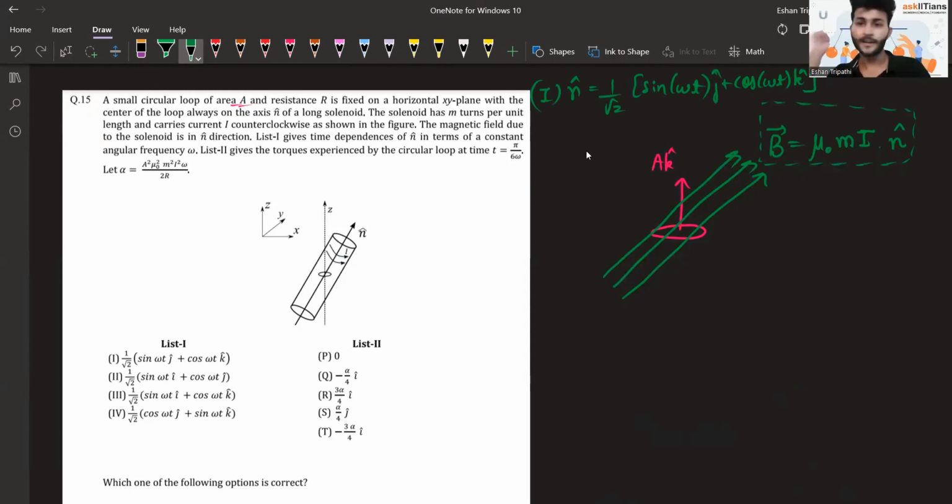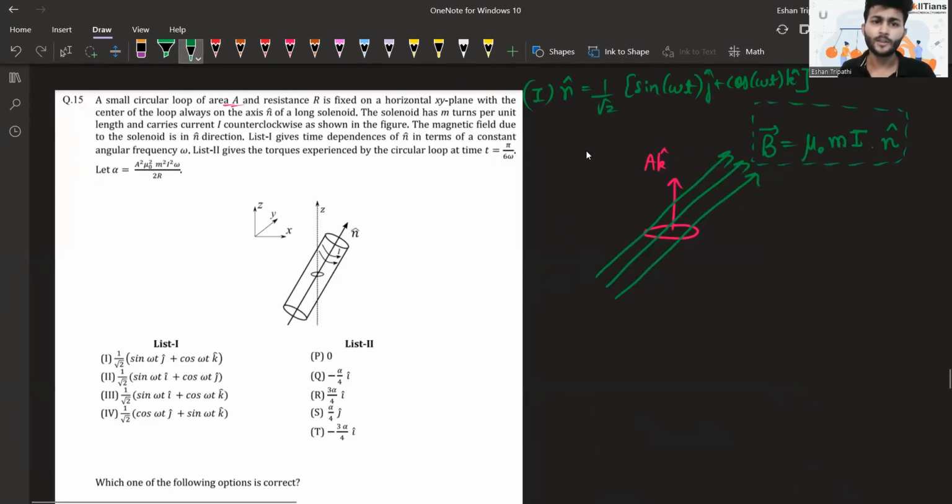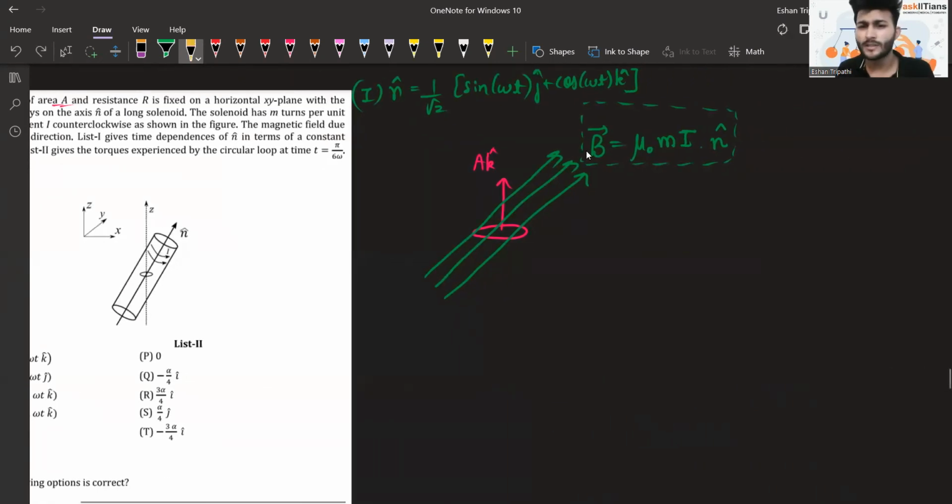Now what are we supposed to find? We are supposed to find the torque acting on this circular loop. Now, why would torque be acting on this circular loop? When does torque act on a circular loop? Whenever it's placed in a magnetic field and it has a magnetic moment. If this coil has a magnetic moment and is placed in an external magnetic field, it will experience torque. But does it have any magnetic moment? Is there even any current passing through it that will create a magnetic moment?